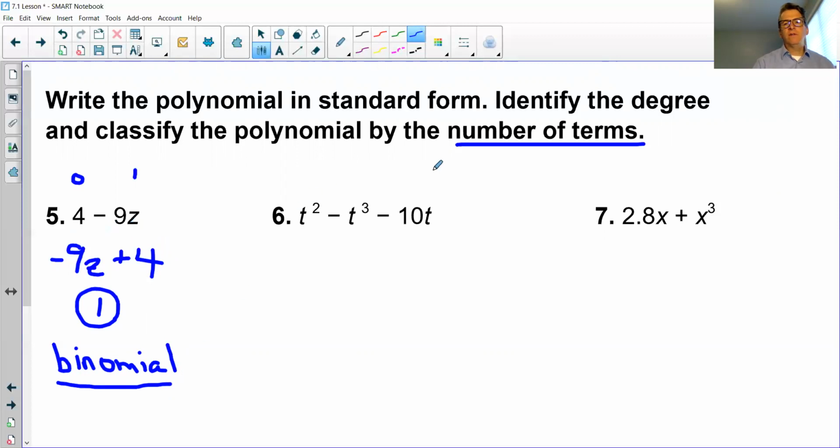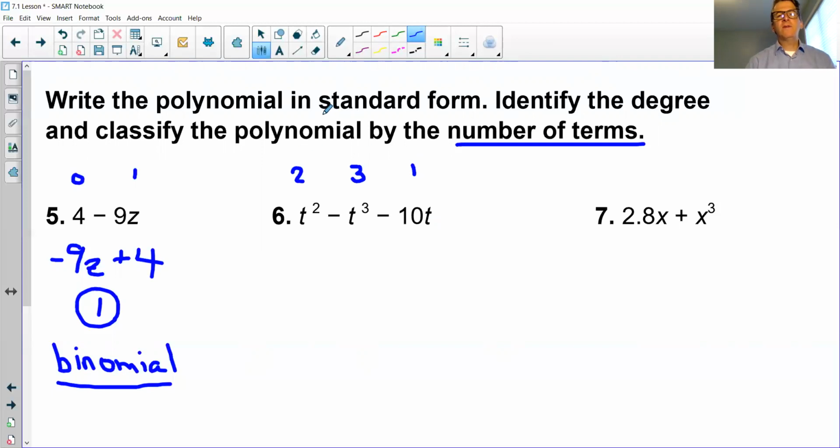Number 2. So these are the last 2 of the lesson today, 6 and 7. Okay, so let's take a look at rearranging this. Let's think to yourself, which one of these terms is going to be first? Which one of these terms would be considered second? And which one would be, in standard form, written third? As you can see, this middle term has a degree of 3 because of the exponent 3. This first term has a degree of 2. And this last term here, negative 10t, has a degree of 1.